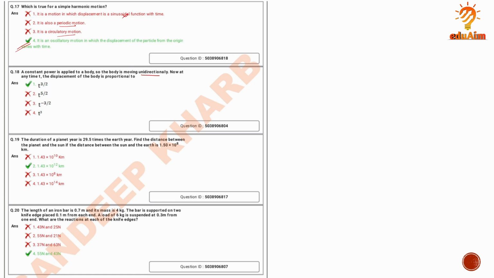18th question is, a constant power is applied to a body, so the body is moving unidirectionally. Now at any time t, the displacement of the body is proportional to? Tell me, displacement is proportional to. So as we know, power is F into V. F is ma into V. From here, acceleration we can substitute. Acceleration is dv by dt. So we are given the power is constant.